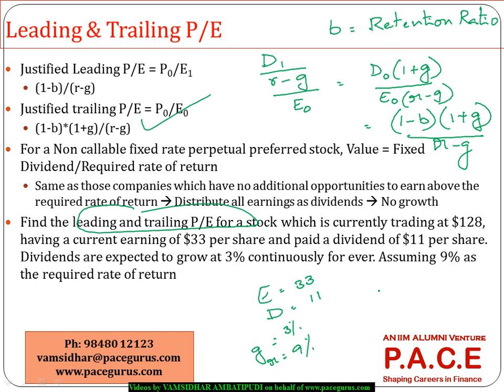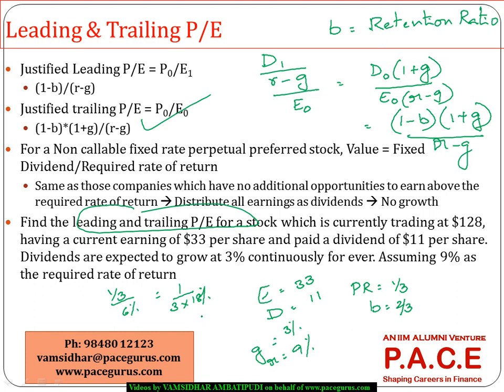So when I want leading P by E, I can go for D1 by E1. So the payout ratio will still be the same. The payout ratio in this case is 11 by 33, which is 1 by 3. So B will go as 2 by 3, the retention ratio. So if I want leading P by E, I can take it as 1 minus B, which is 1 by 3, divided by R minus G, 9% minus 3%, which is 6%. So 1 by 3 into 6% is what is my leading P by E.